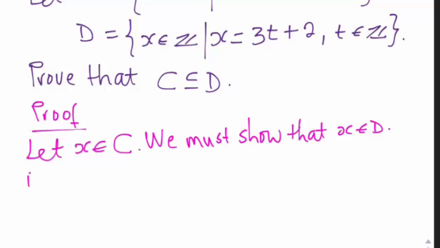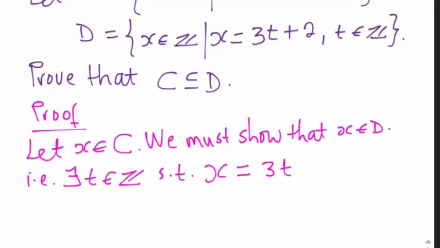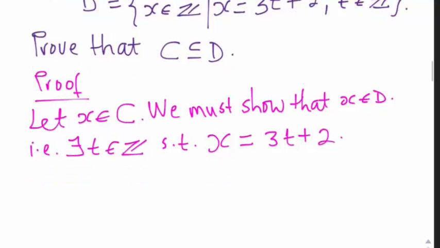And I usually proceed with IE. Explain to the person what you really want to show. What is it that we're interested in? We want to show that X is an element of D. IE, I want to show that there exists an integer t such that X equals 3t plus 2. Okay, so that's where I'm going.